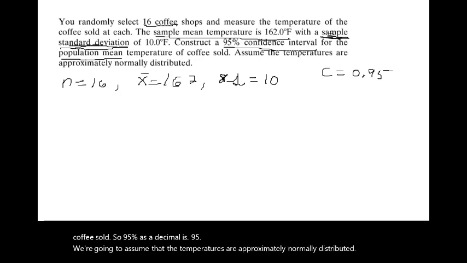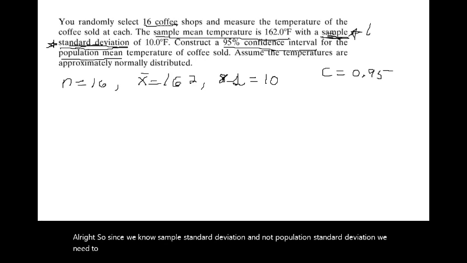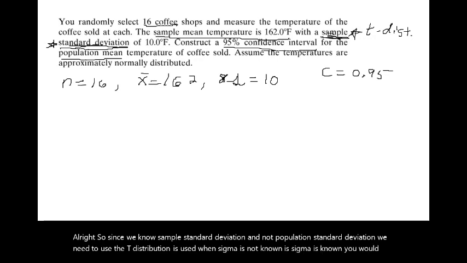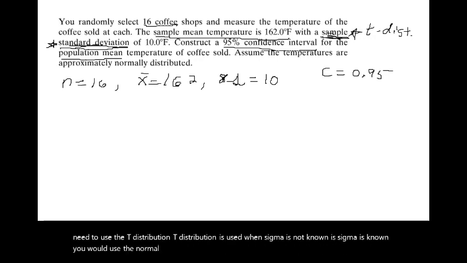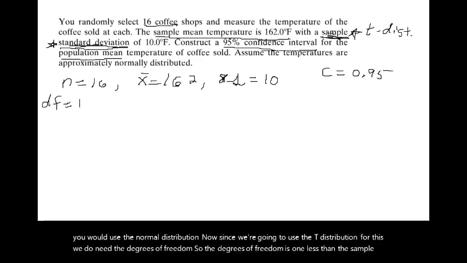All right, so since we know sample standard deviation and not population standard deviation, we need to use the t-distribution. The t-distribution is used when sigma is not known. If sigma is known, you would use the normal distribution. Now, since we're going to use the t-distribution, we do need the degrees of freedom. The degrees of freedom is 1 less than the sample size, which gives us 15 degrees of freedom.